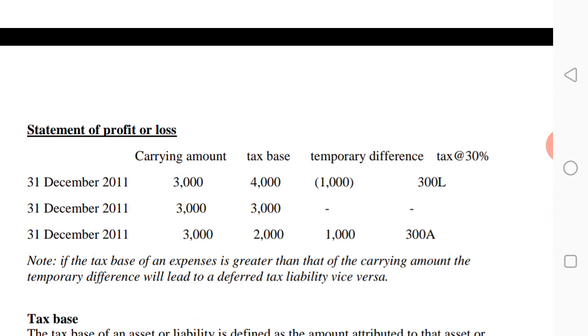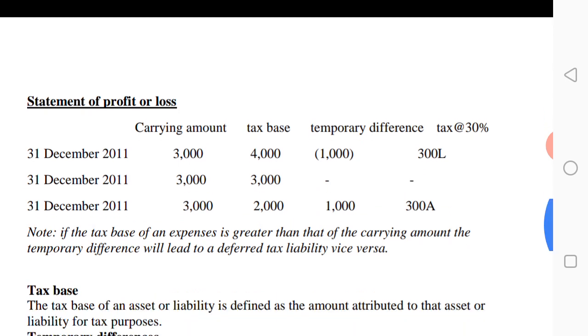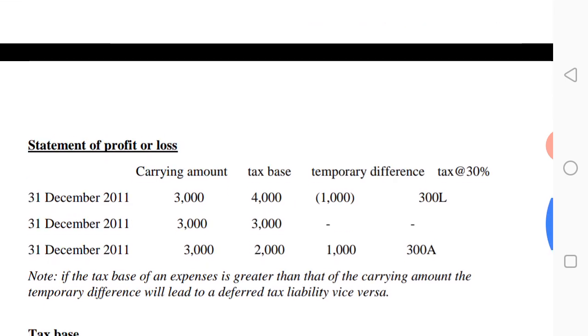In our double entry for this item, in 2011 you are going to debit this 300, which is a deferred tax liability. Please remember the accounting treatment for a deferred tax liability: you will debit the profit or loss and credit our financial position. So that when you debit, it will increase our provision for tax.